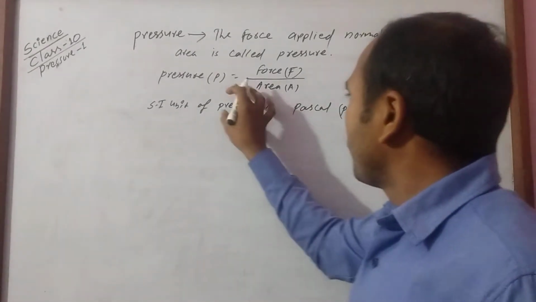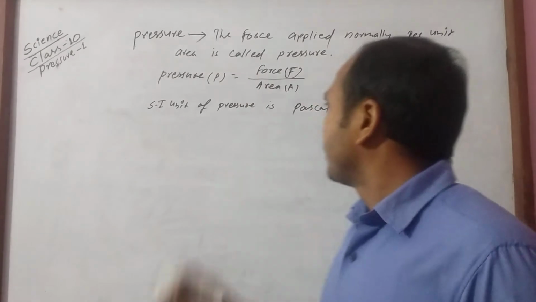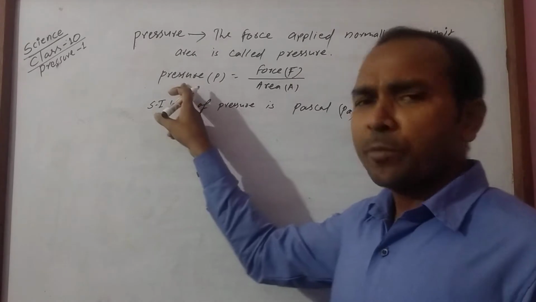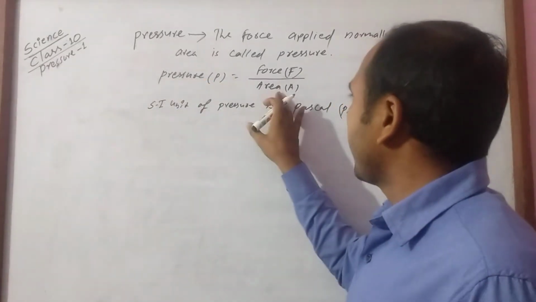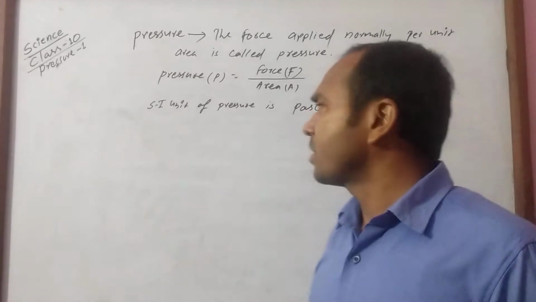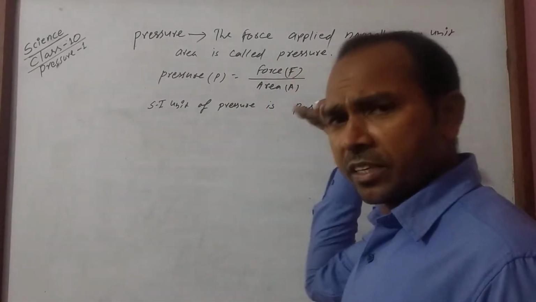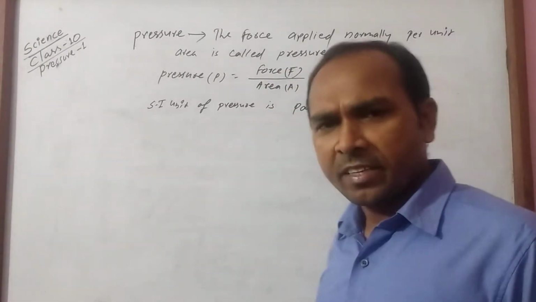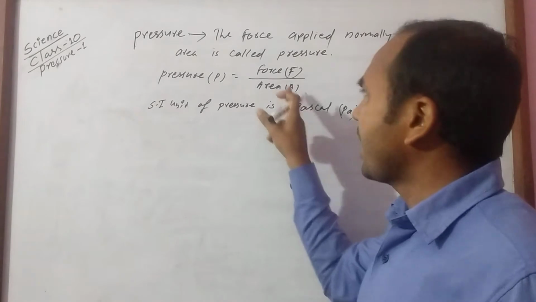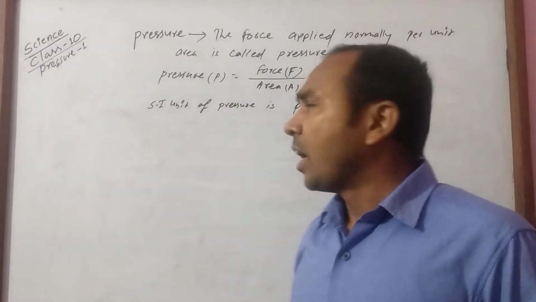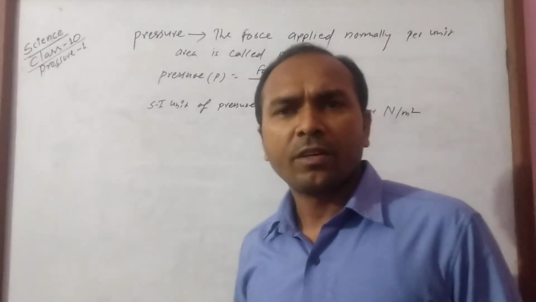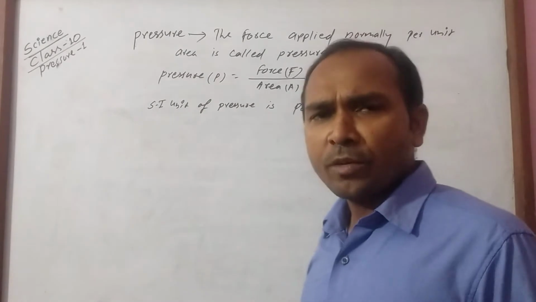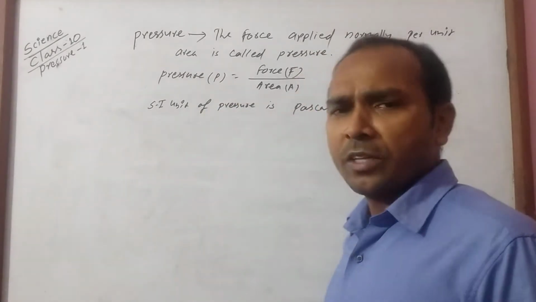Okay, and from this formula it concludes that force is directly proportional to the pressure and area is inversely proportional to the pressure. It means when the force increases, then pressure also increases when area is constant. But when area increases, then pressure decreases when force is constant. Pressure is directly proportional to the force and inversely proportional to the area.